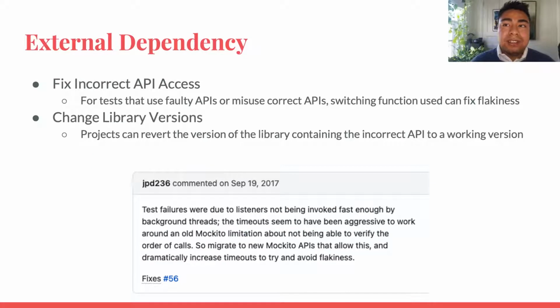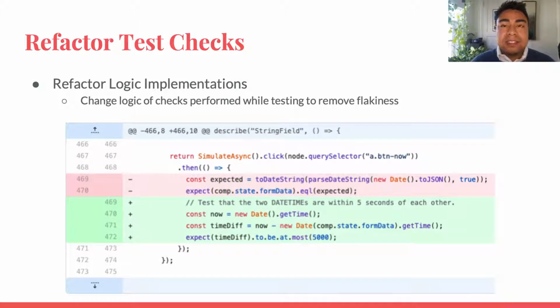Other fixing strategies look at fixing the external dependencies and include fixing incorrect or misused APIs. Another strategy changes library versions to earlier ones that didn't contain the flaky behavior. Other samples refactored the test checks in order to account for the flaky behavior.